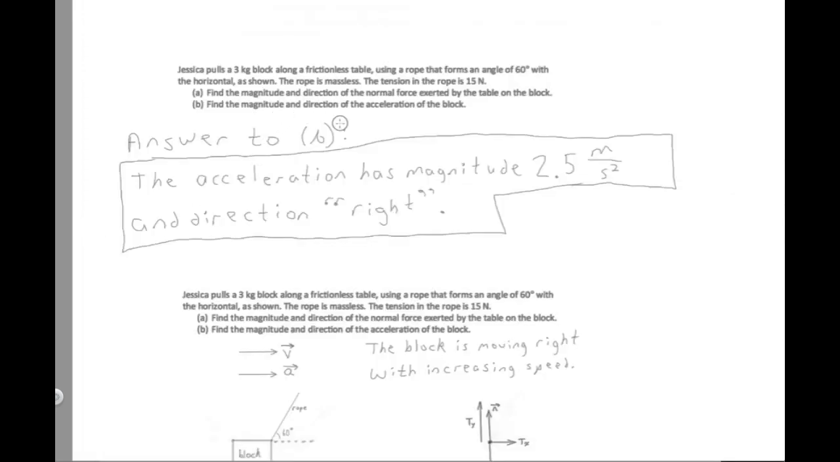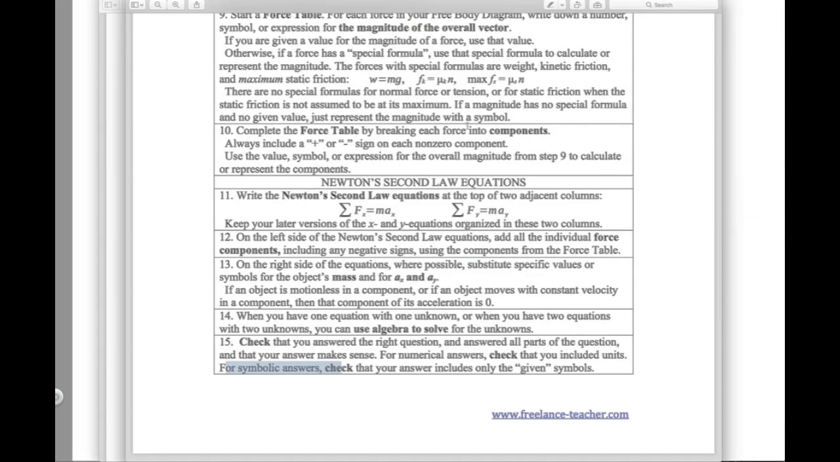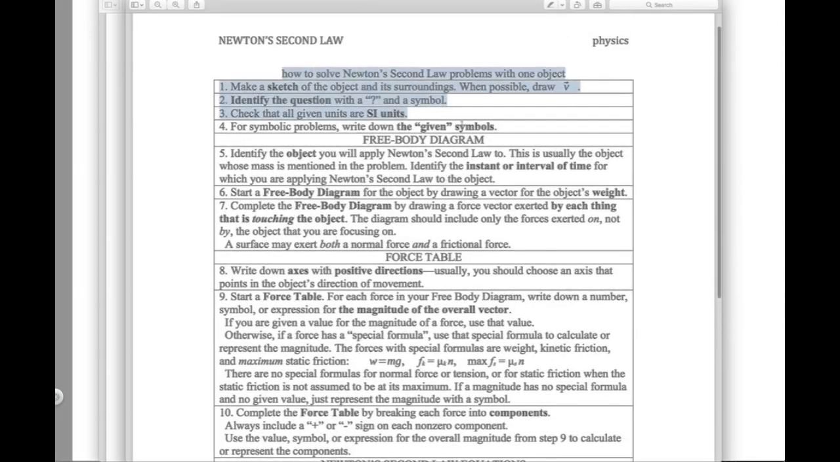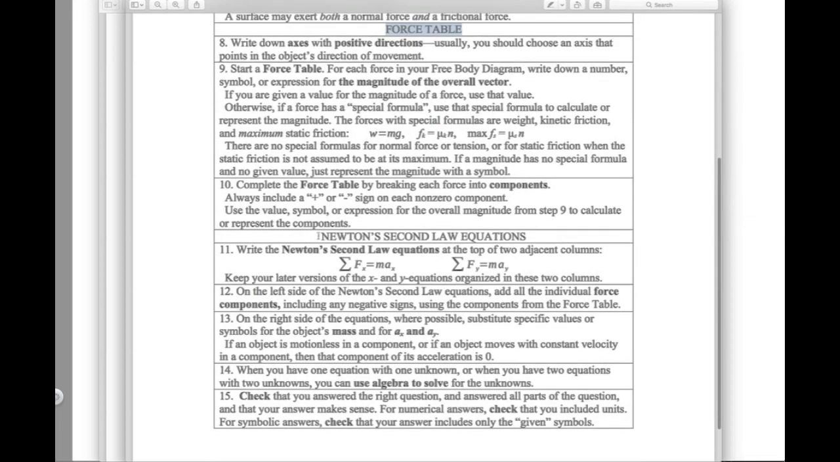Now that we've completed our solution to the problem, let's step back and ask what we've learned about how to solve Newton's second law problems and how you can apply these ideas to solving other Newton's second law problems. First of all, I encourage you to attack these problems systematically. So try to make sure that you're actually following the steps from this Newton's second law handout. And in particular, try to solve the problem in three main phases: free body diagram, force table, and Newton's second law equations.